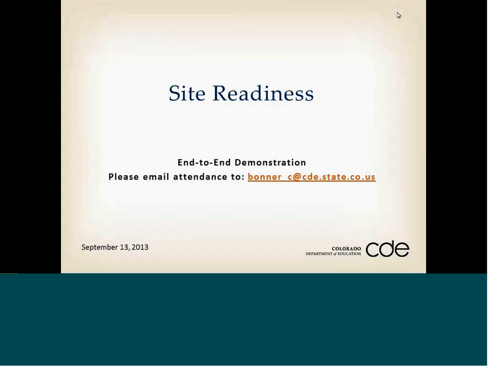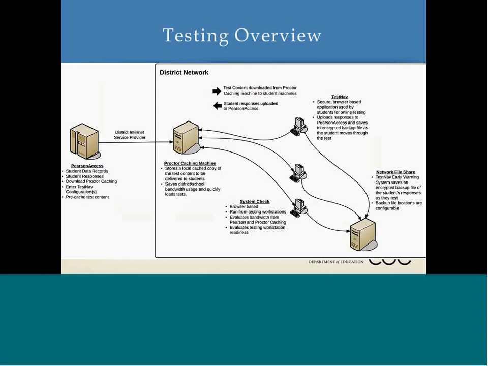In order to do this, I want to walk everybody through a bit of the architecture once again. On your screen, you see the basic architecture that we utilize. From left to right is the Pearson Access server as well as the proctor cache machine, and then you have your network file share over on the right-hand side.